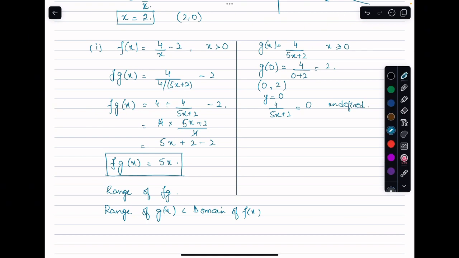The function value becomes undefined when y is 0, because if I make x the subject, what I know is 4 by 0 equals 5x plus 2, and this becomes infinity, which equals 5x plus 2. Any number divided by 0 is undefined.